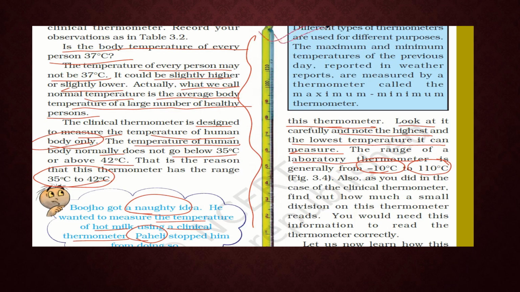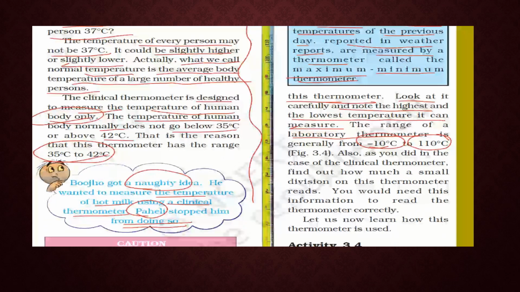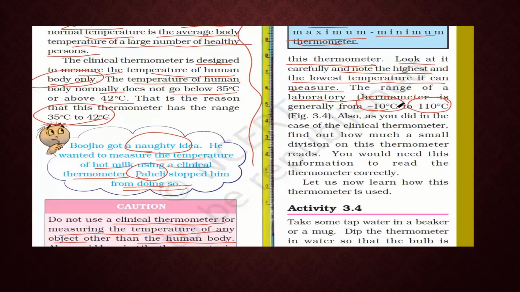Here you can see that different types of thermometers are used for different purposes. The maximum and the minimum temperatures of the previous day reported in weather reports are measured by the thermometer called the maximum minimum thermometer. In the laboratory, the laboratory thermometer is used. The lowest range is minus 10 and the highest range is 110 degrees centigrade. Also, as you did in the case of the clinical thermometer, find out how much a small deviation on this thermometer reads. You would need this information to read the thermometer correctly.